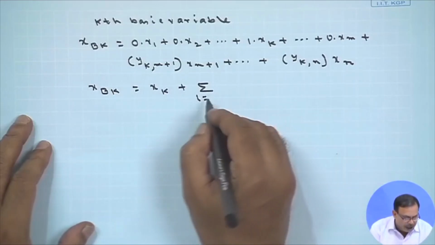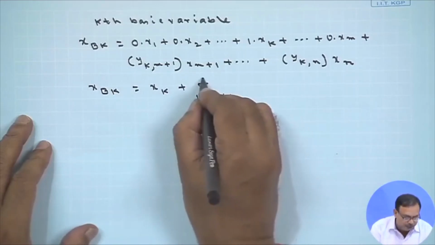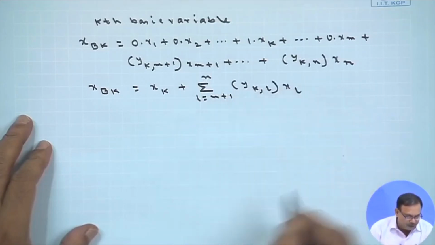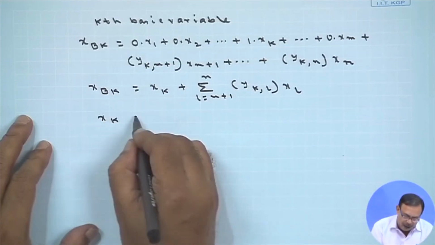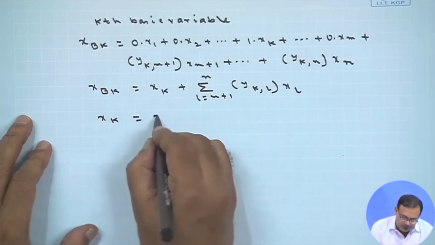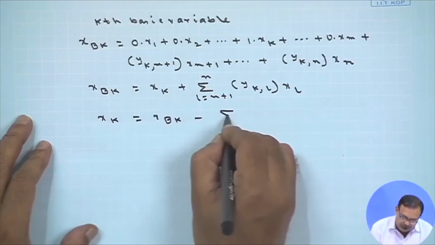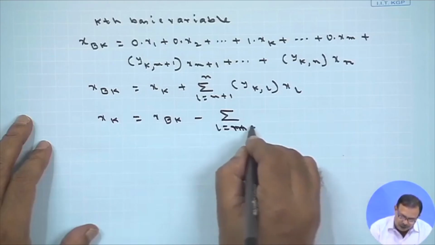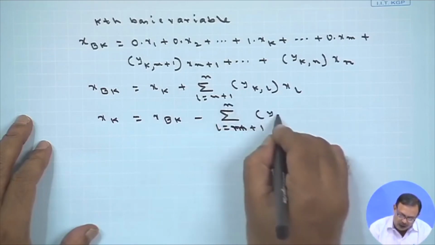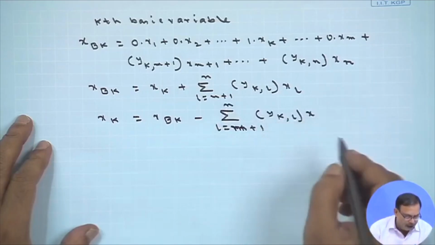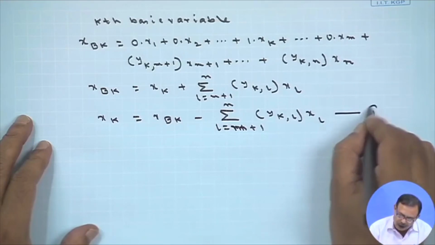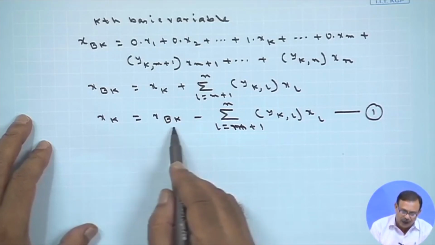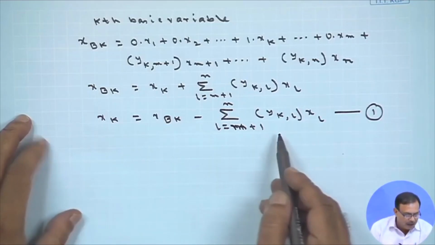Summation l equals m plus 1 to n ykl xl, and from here you can write down xk equals xbk minus this quantity, summation l equals m plus 1 to n yk comma l into xl. So, the variable xk is basically non-integer, and which we have written as xbk minus this thing.